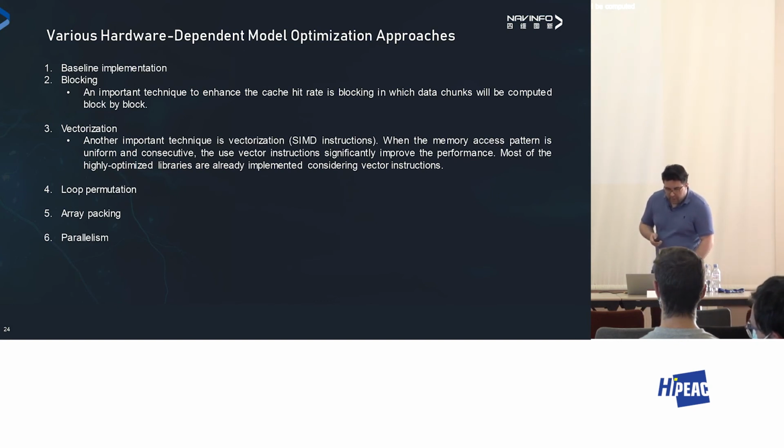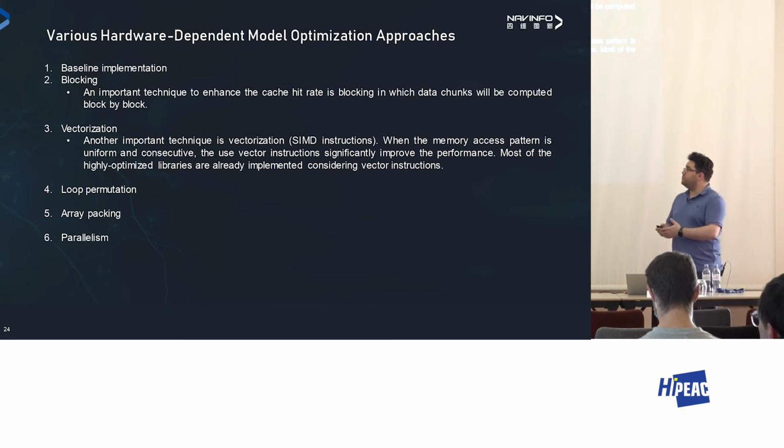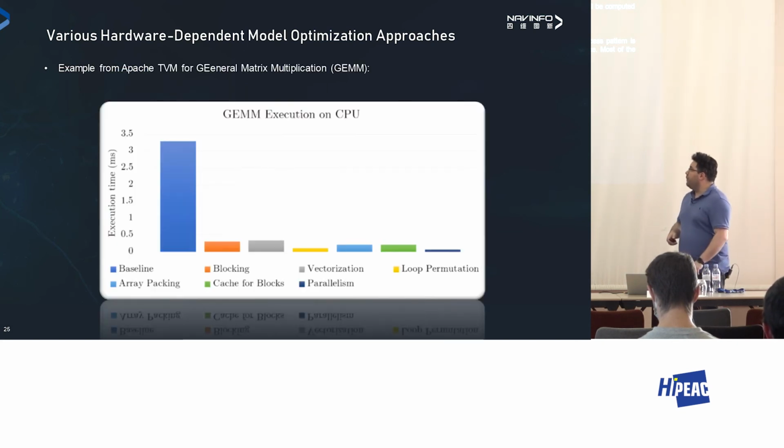So here we want to show you what the outcome of these steps will be. This is from, I think, the Apache TVM that we use. For instance, we first have the naive implementation of two matrices which we want to multiply, and then we do blocking by just making the matrices into small blocks. We do vectorization, we do loop permutation, I mean, loop unrolling, and then array packing and some parallelism, and this is just the result.